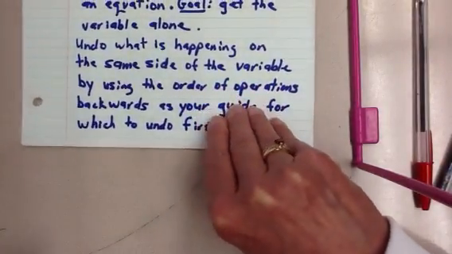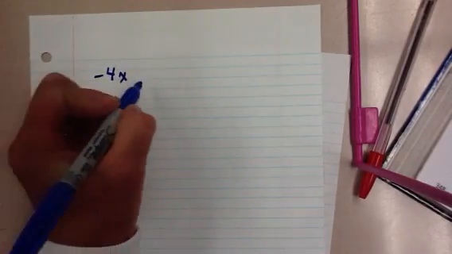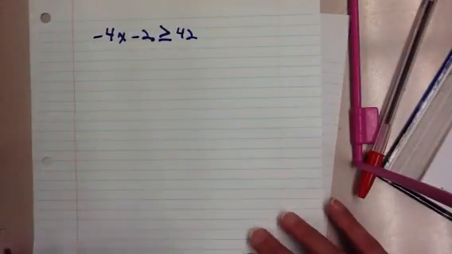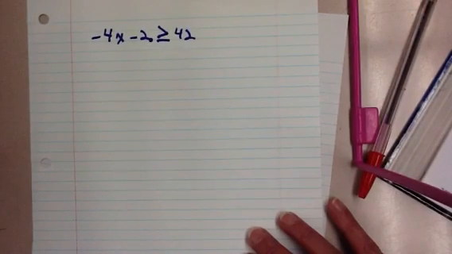Okay, so let's do some practice problems. Let's say that we have negative 4x minus 2 is greater than or equal to 42. Okay, so what do we need to do to solve this equation?